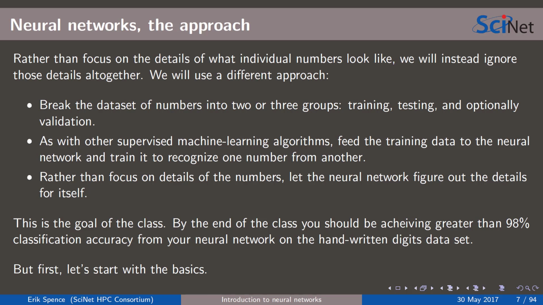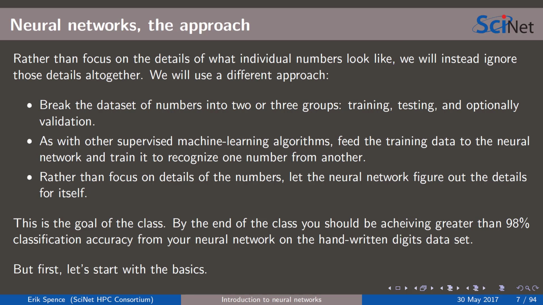Rather than focus on what the individual numbers look like, we're going to take a totally different approach. And this is the approach that neural networks take, which was described in the Wikipedia quote, right? We're going to ignore the details. We're going to break up our data set into 2 or 3 groups. Why? Because this is machine learning. Who's done machine learning before? Yes, of course you have, many of you. Training your model is done separately from testing your model. You do not test your model on the training data. Naughty, naughty. Don't do that, right?